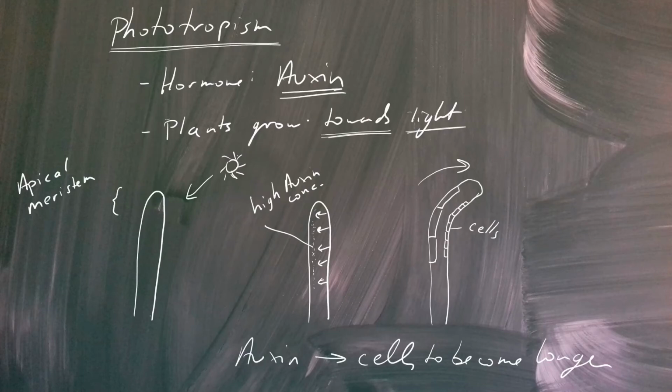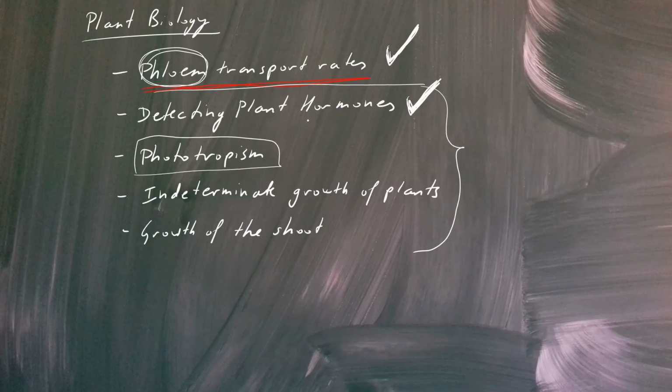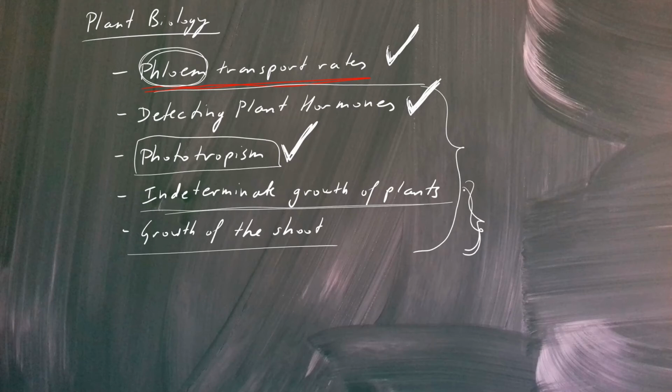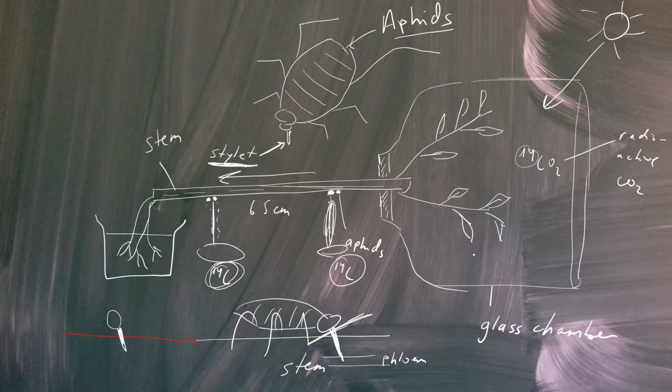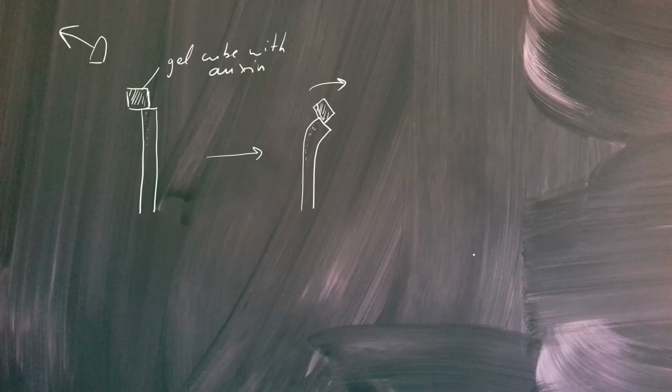So let's go back here again to see what I want to talk about next. So that was phototropism. What does indeterminate growth of plants mean, and the growth of the shoot? I think I might cover those topics together here. Indeterminate growth of plants. So I go back again to a foil. How do you spell this? Indeterminate, plant growth.